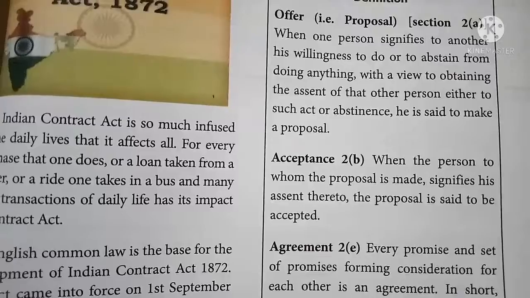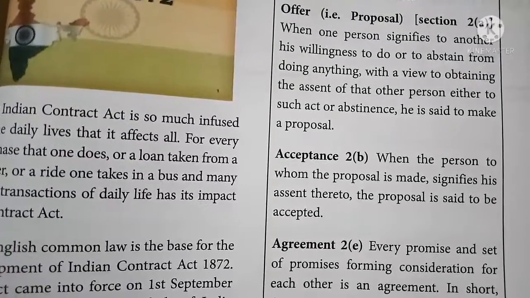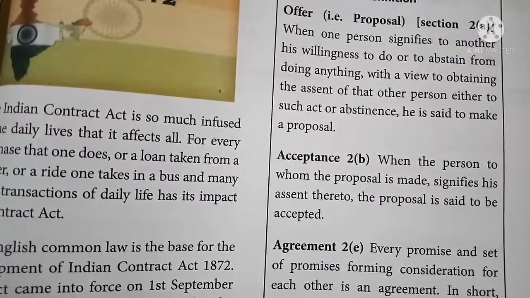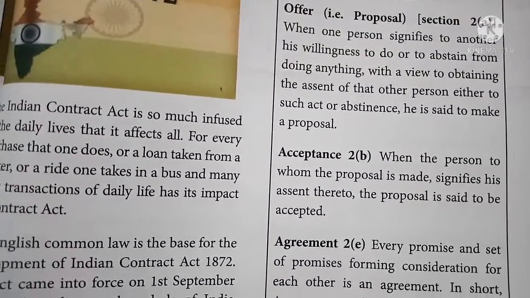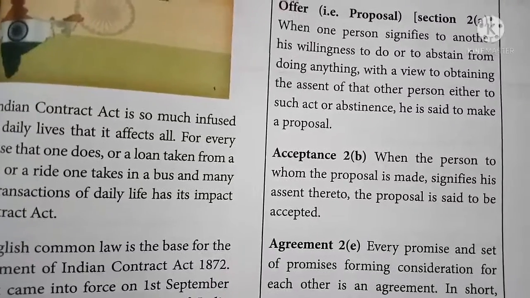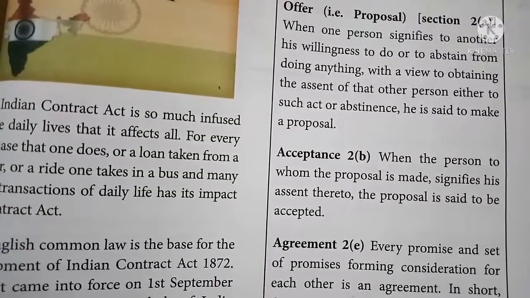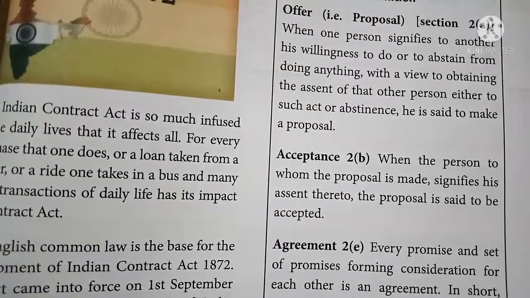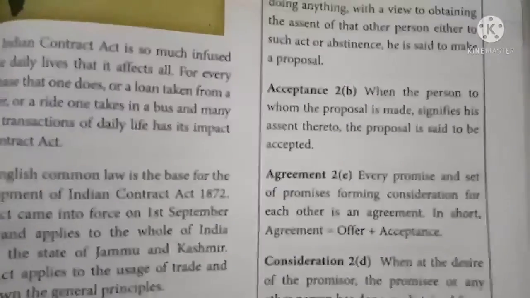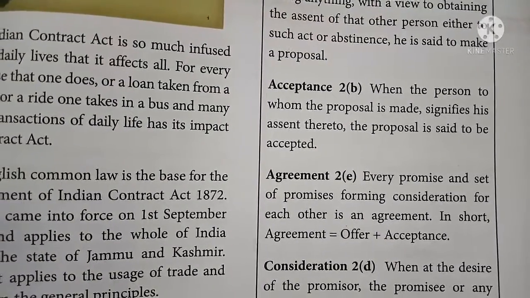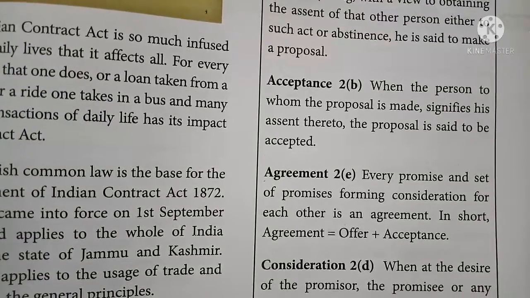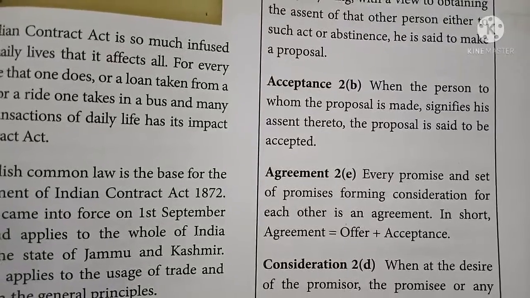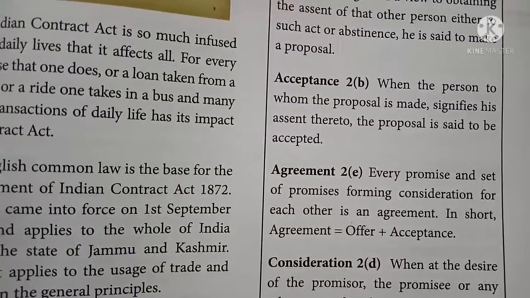Acceptance means when the person to whom the proposal is made signifies his assent, the proposal is said to be accepted. So one who accepts the proposal from another in order to satisfy the work, it is called an acceptance. Agreement means every promise and set of promises forming consideration for each other is an agreement. That means agreement is both offer and acceptance.